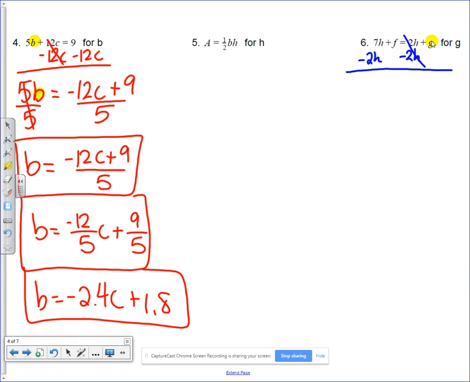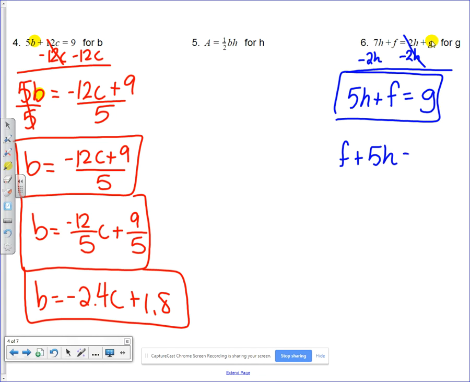So I have 5h plus f is equal to g. Is the g isolated? Great, we're done. Only took one step. Could you have it as f plus 5h is equal to g? Absolutely. Giving you options. Okay.